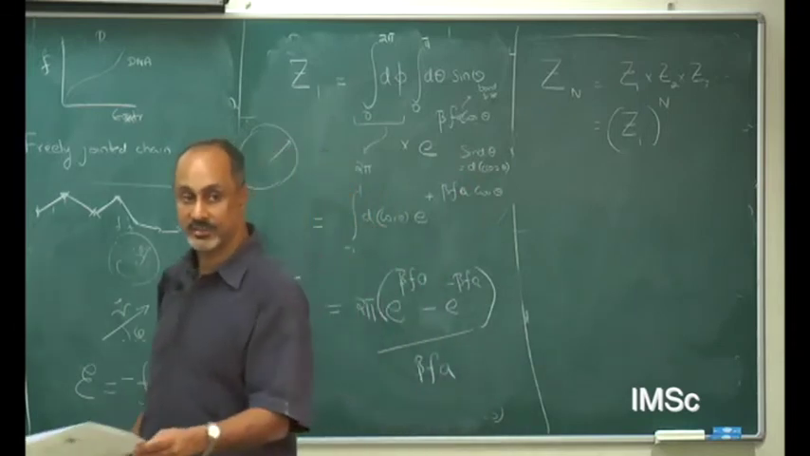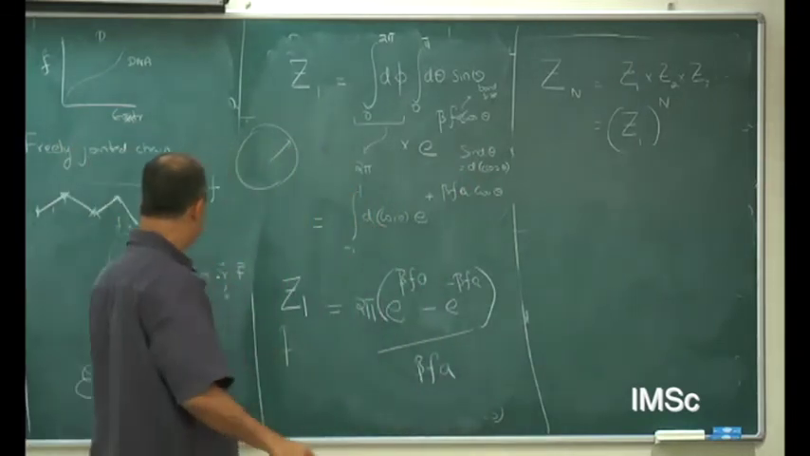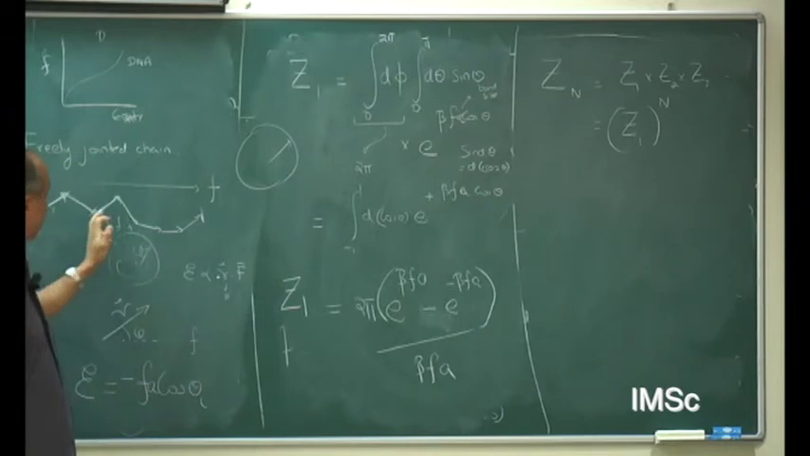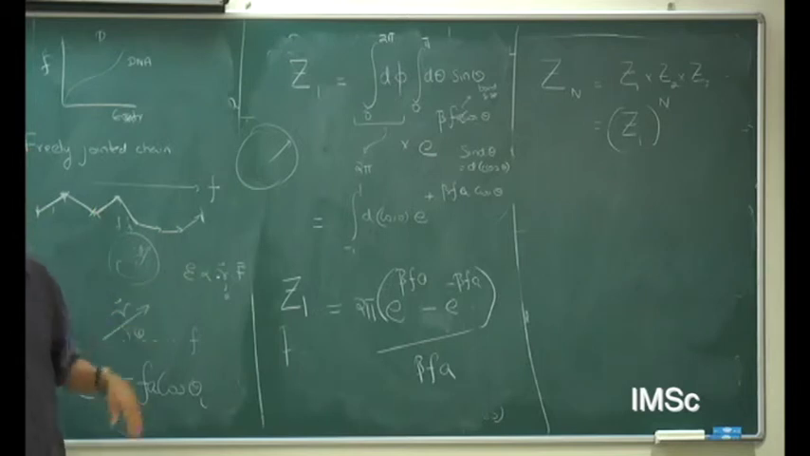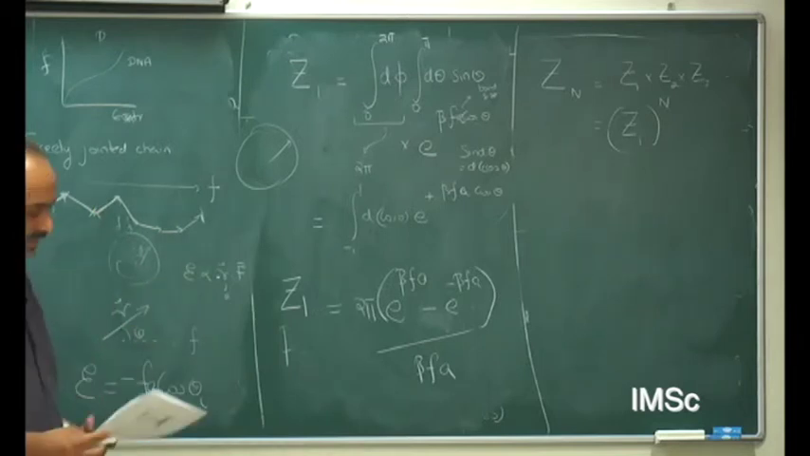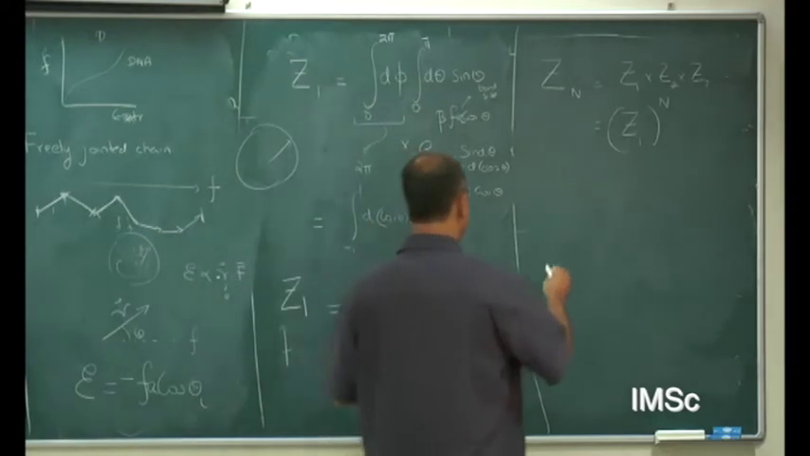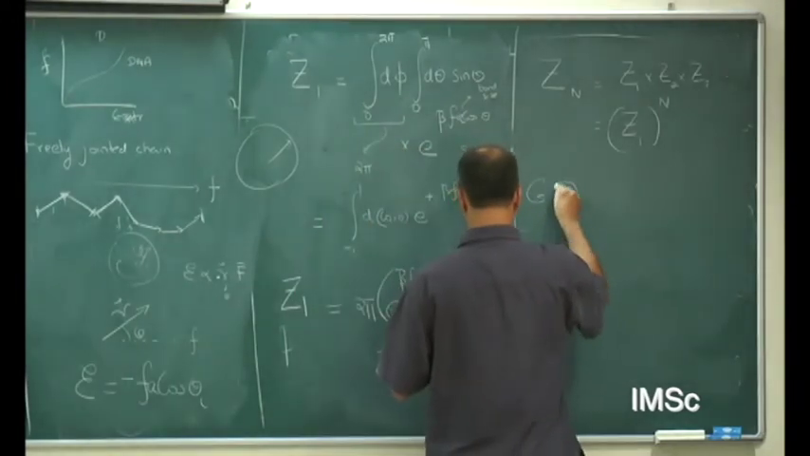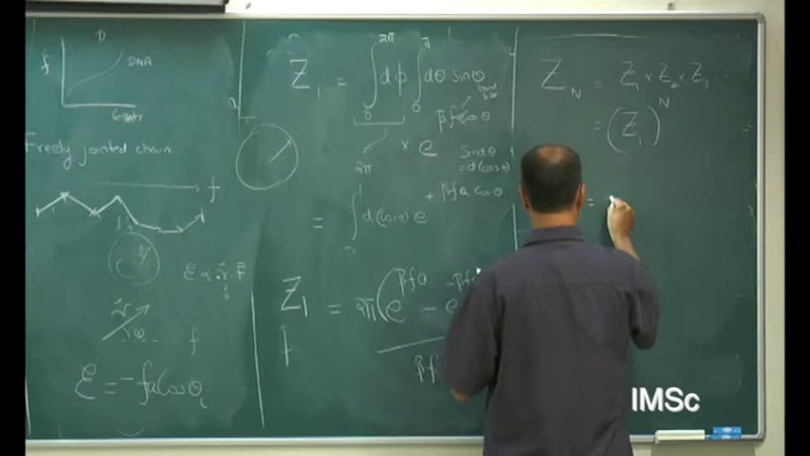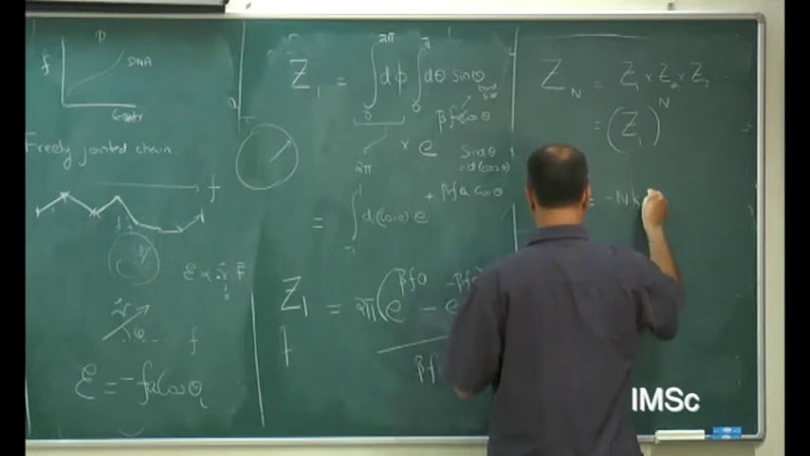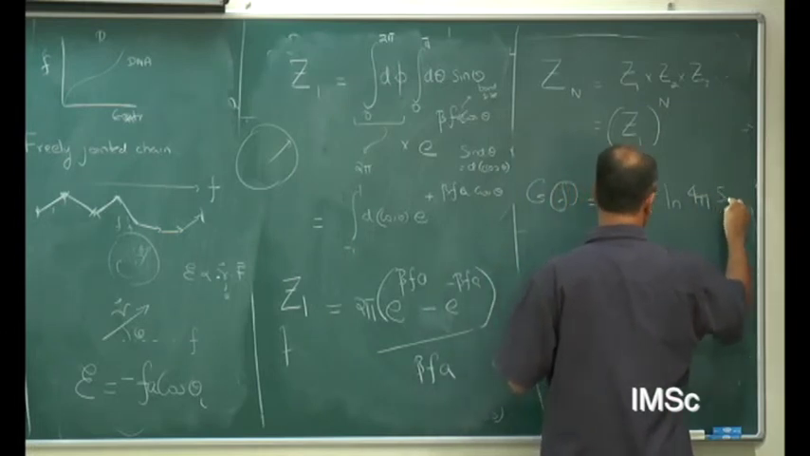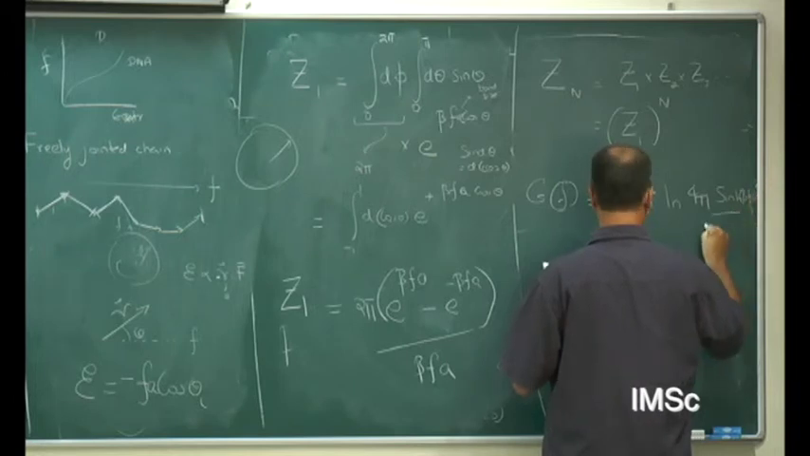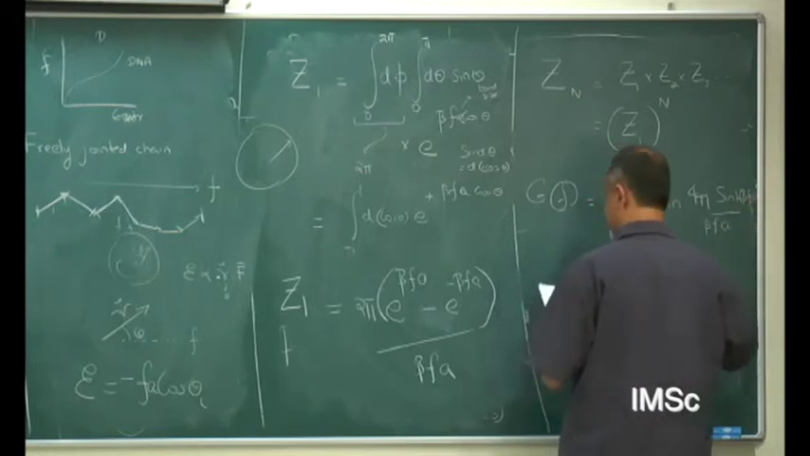Okay? Because I have cos theta 1, I have theta 1, theta 2, theta 3, theta 4, theta 5 for each one of these vectors here. And they're all independent integrals. So I can do that integral very simply and finally get an answer where G of F is minus n kBT times the log of 4 pi sinh(beta F a) divided by beta times F times a.